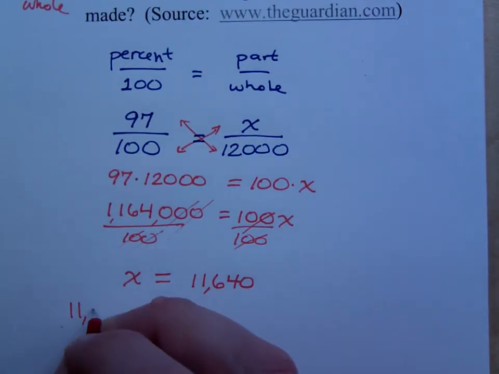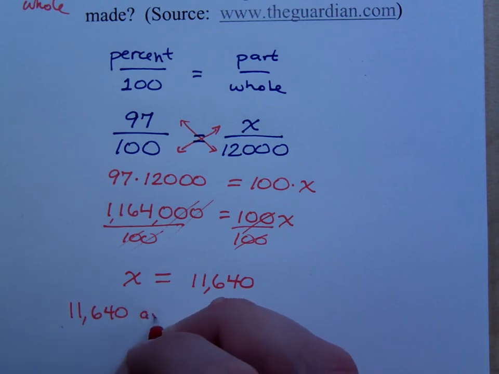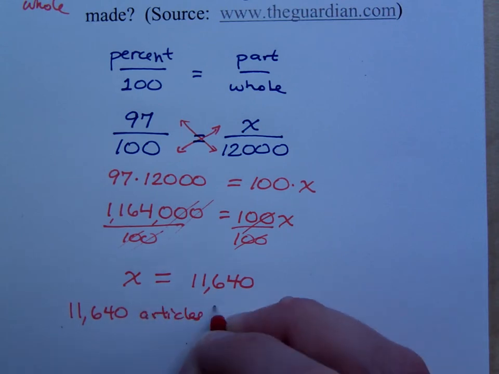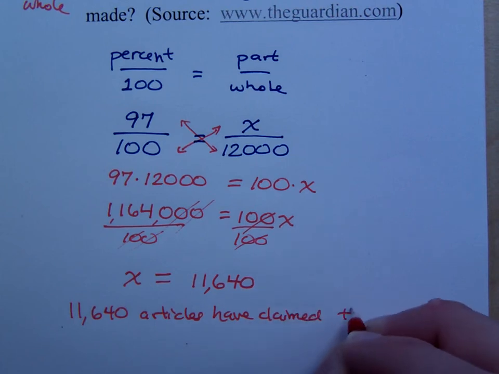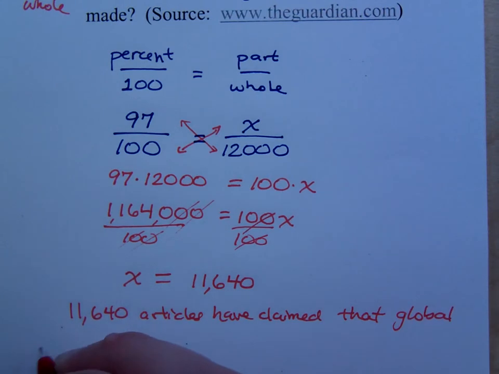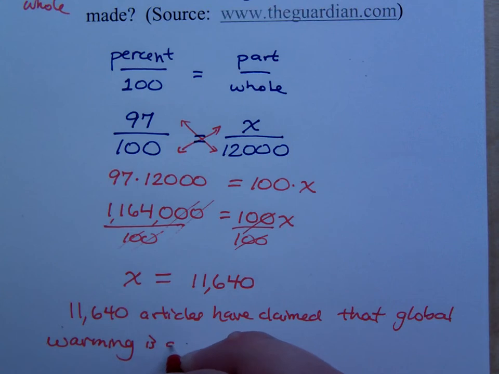So 11,640 articles have claimed that global warming is a man-made issue or man-made problem.